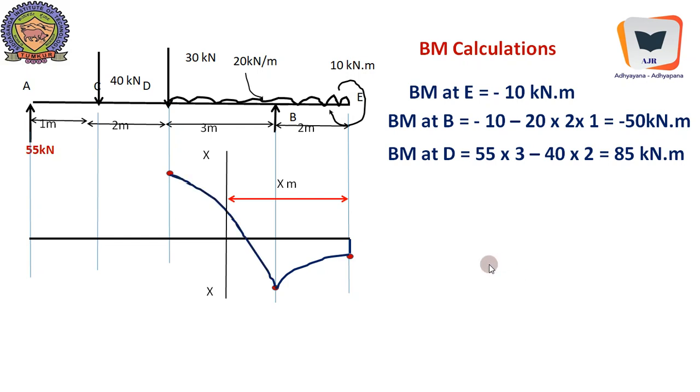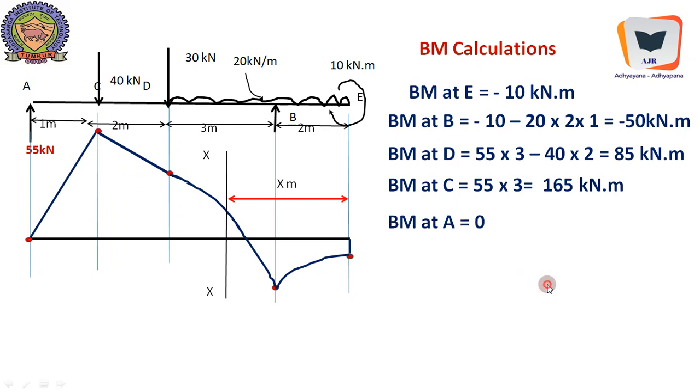Then it is plotted like this. Bending moment at C equals 55 into 1, since we are coming from this direction. It should be plotted in a straight line fashion, and bending moment at A equals 0, and this happens to be the point of contraflexion.